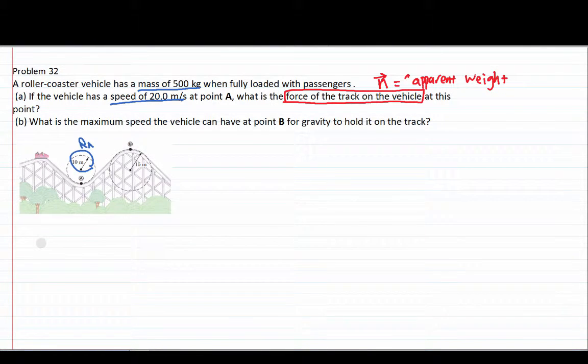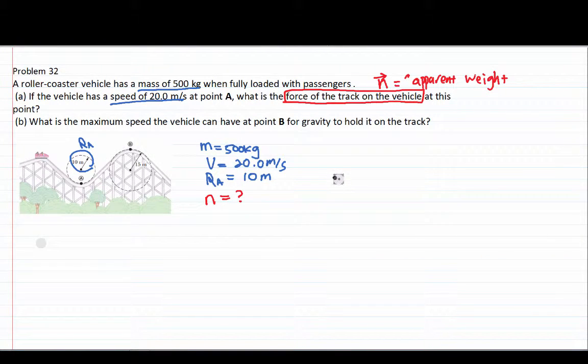Okay, so let's write down m equals 500 kilograms. We have the velocity, 20 meters per second along the track, and we have our radius, 10 meters, and we have to find the normal force. Then we can use Newton's second law. Before that, let's draw our free body diagram.